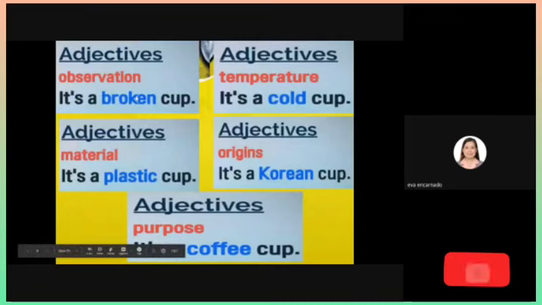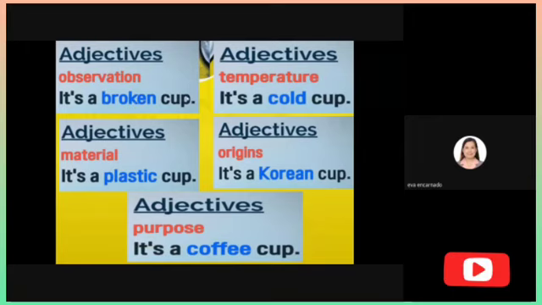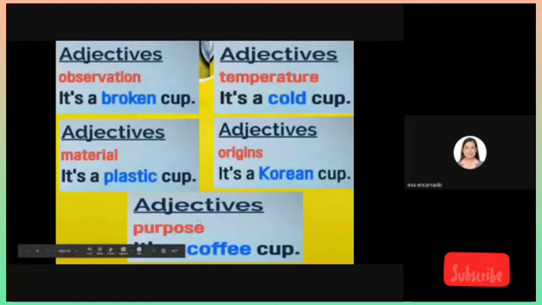Next, what kind of cup? Broken. Okay, that's for observation. A broken cup. Or what kind of cup? A cold cup. For temperature. For material, adjectives of material, we can say plastic cup. For origins, Korean cup, Filipino cup, American cup, di ba? Kasi they are made in America, in Philippines. Adjectives of purpose. It's a coffee cup. Purpose, gamit siya for coffee cup or drinking cup. Diba? So those are descriptive adjectives.